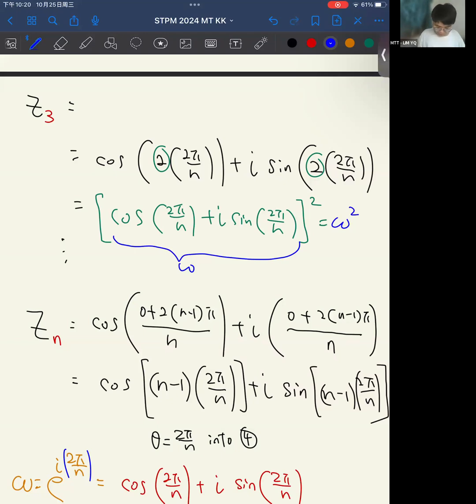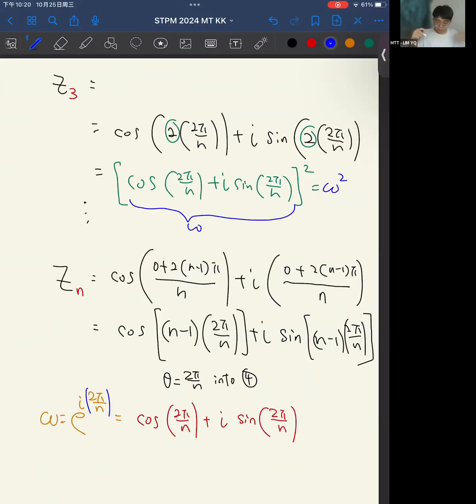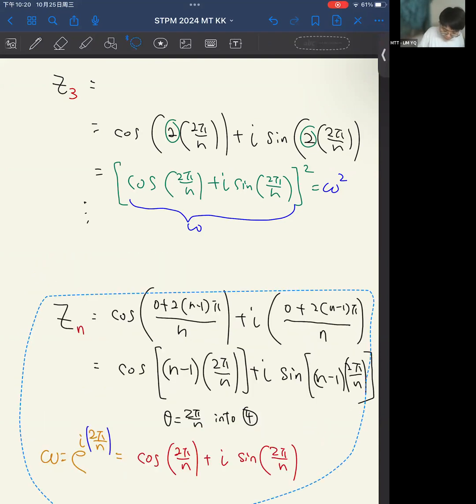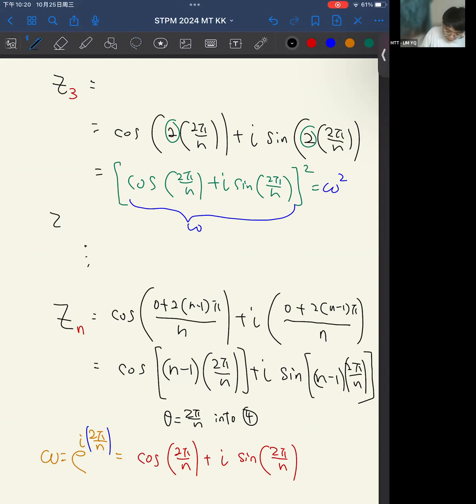Okay, and similarly, so similarly, let's say if I put the middle one, you should know that your Z4 is equal to W cubed. Z4 equal to W power 3. W power 3. This is your Z4. Okay.